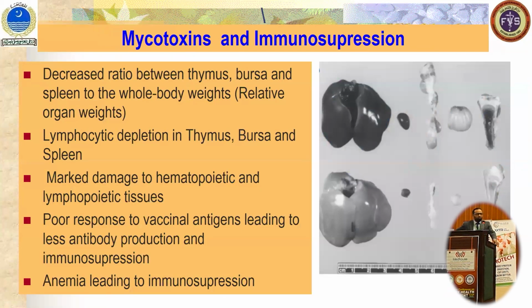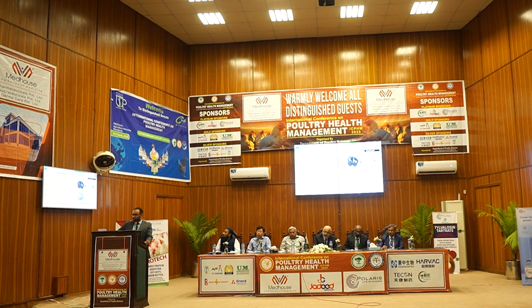Another important aspect of mycotoxin is immunosuppression, because these are known immunosuppressive agents. They lead to a decreased body weight to organ weight ratio. Generally, they lead to a decrease in immune organ weight, thymus, bursa, and spleen, relative to the body weight. This is called relative organ weight. And if the bursa size decreases, ultimately it will lead to less antibody production, and ultimately to immunosuppression. And there will be lymphocytic depletion in the thymus and bursa, because in thymus and bursa we need a rich population of lymphocytes.